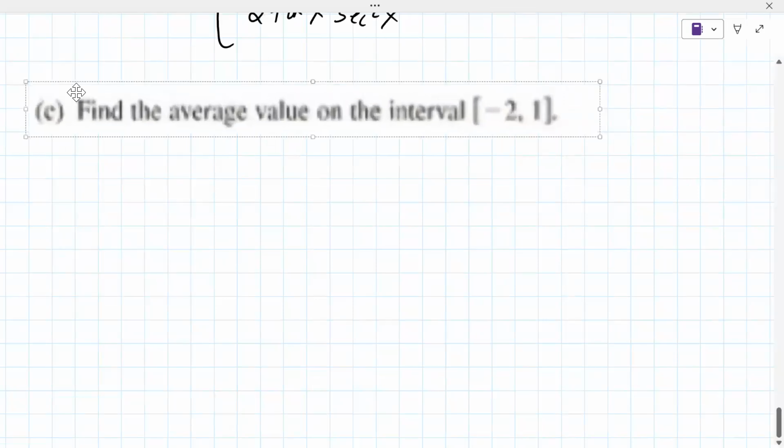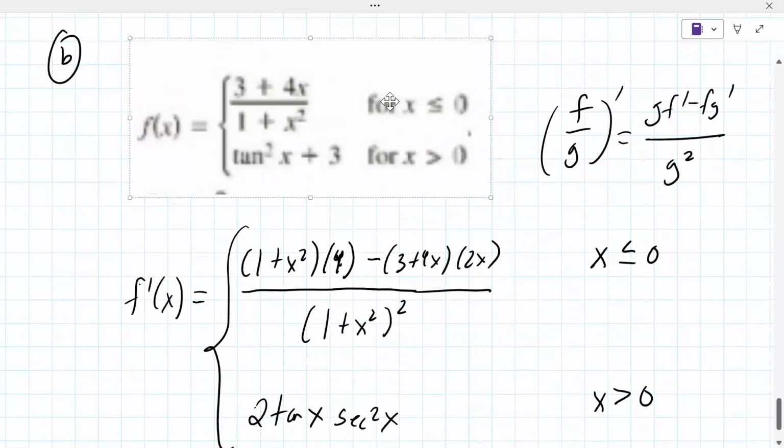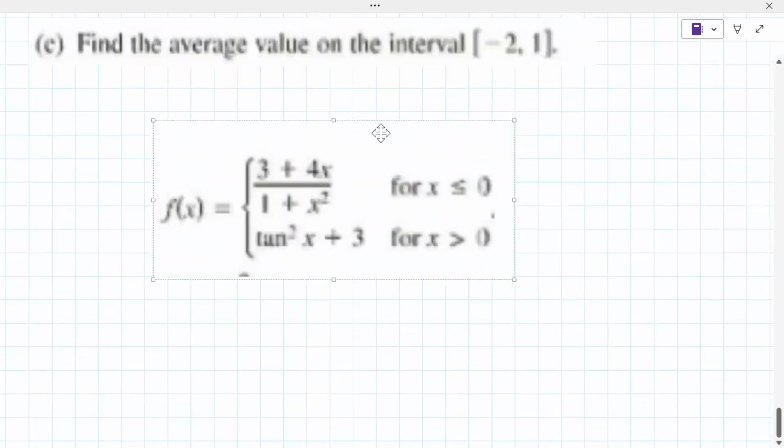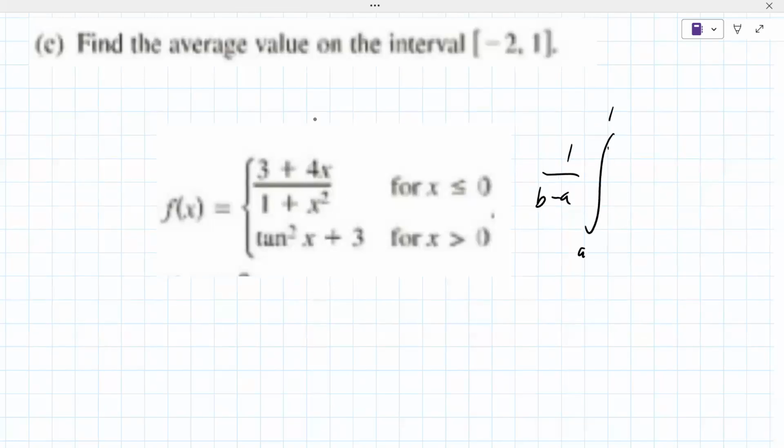All right, average value. That's -2 to 1, it looks like. Just making sure I'm not missing a negative sign or something. Take that as a no. So the average value of an integral is 1 over b minus a, integral from a to b of f of x dx. The problem here is that the breakpoint in the piecewise function is at 0, which means you have to find the average value from -2 to 0, and then from 0 to 1.